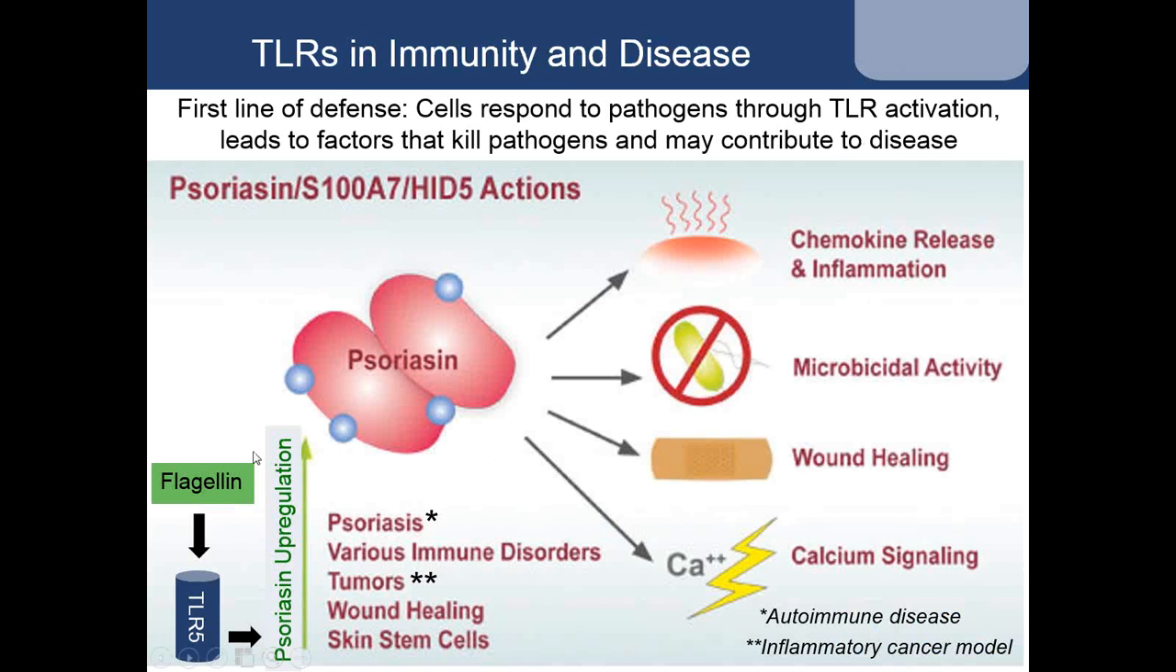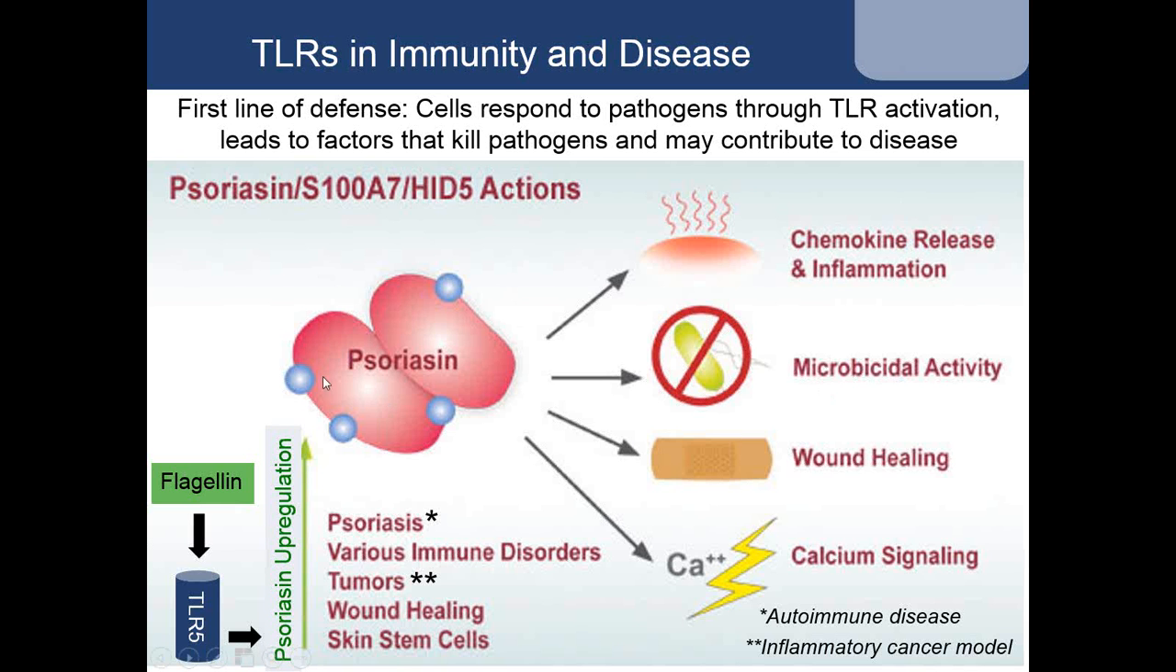So here's a cartoon that shows the activation of TLR5 by flagellin. Flagellin is a component of bacterial proteins, and so it's a TLR5 ligand, and when it binds to TLR5, TLR5 is activated, and among other things, psoriasin can be upregulated. Now, the upregulation of psoriasin is important because one of its properties is microbicidal actions. And so if you are exposed to pathogenic bacteria, you might like to upregulate microbicidal proteins such as psoriasin on the surface of your skin, for example, to kill these microbes.